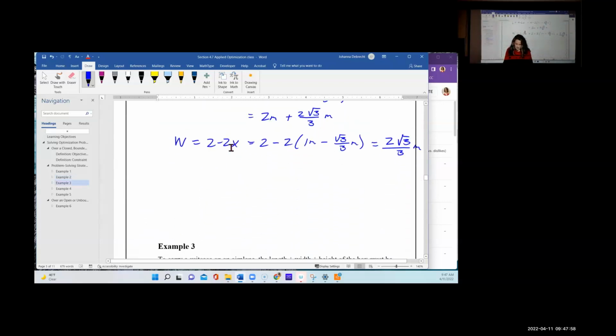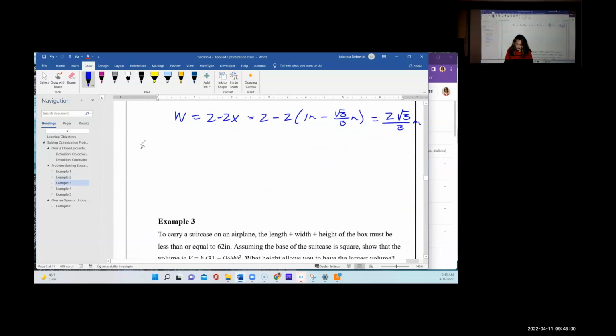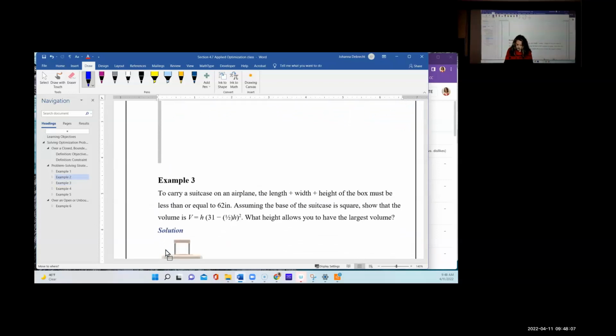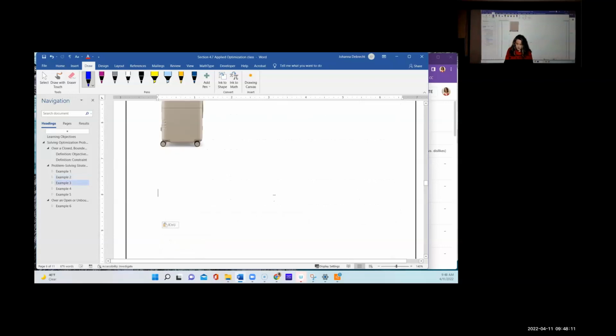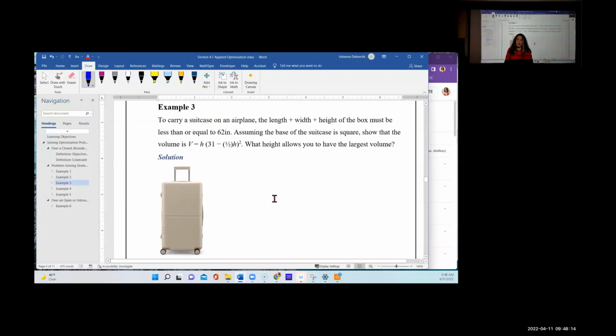Okay, let's take a look now at our next example, which is a suitcase on an airplane. The first one I don't think is too bad, but in general, the suitcase problems are some of the more challenging ones that you're going to find. So we'll work through these pretty carefully and make sure that we're following each step.